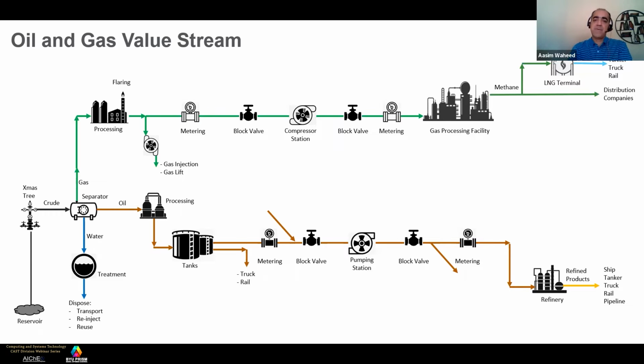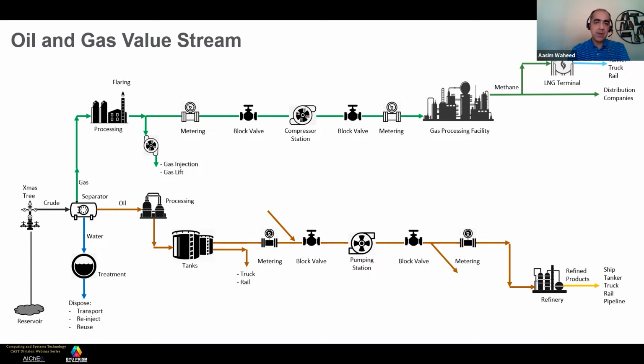The gas processing facility splits up the gas into various components. For example, methane will be either distributed through a distribution company, so this is where we get gas for our heating, or taken to the industry, or it can be taken to an LNG terminal where it's liquefied and then sent over. Why liquefy and then send over anywhere? Why not just run a pipeline?